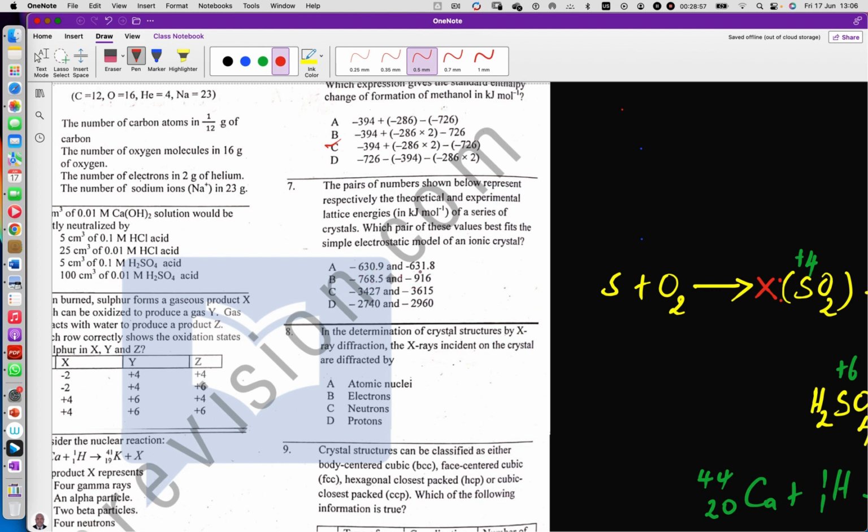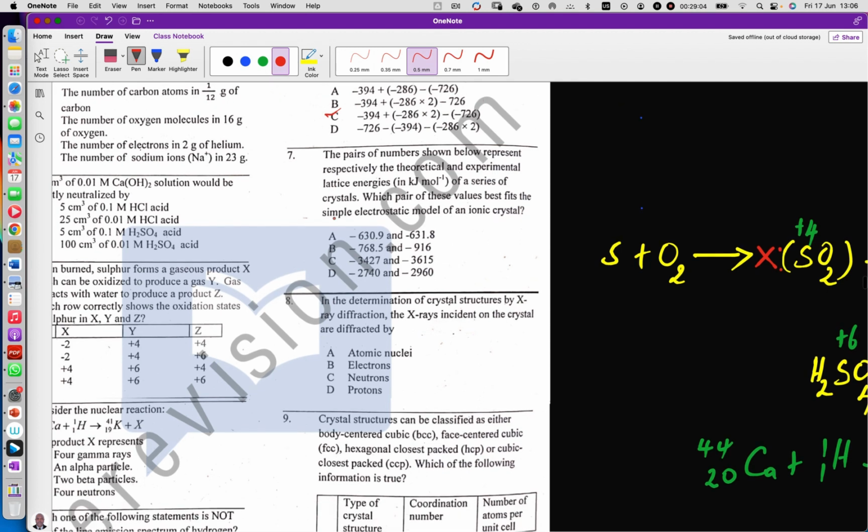630.9, 631. But this is too close, and A is our right answer for this. So A is the right answer for question number 7.